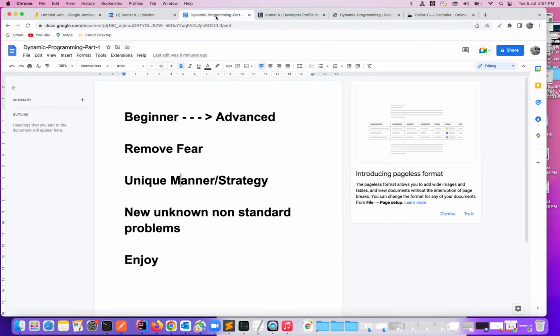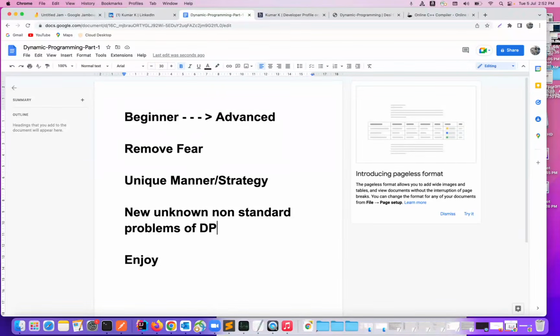Going back to our Google Doc, the fourth point, which is also very important, is that we will always try to discuss as many new, unknown, non-standard problems of DP as possible. I did not write DP here, just a second. All the problems we will discuss will be new and unknown. They should not be the standard popular problems available on the internet, like longest increasing subsequence or LCS, knapsack, etc.